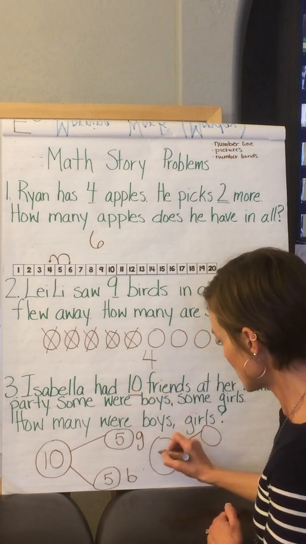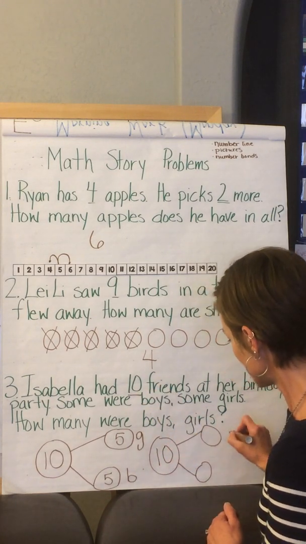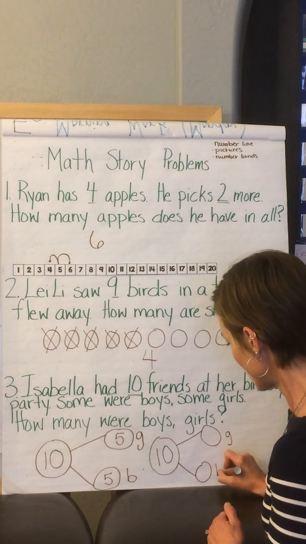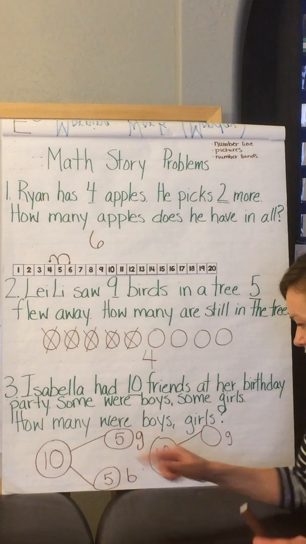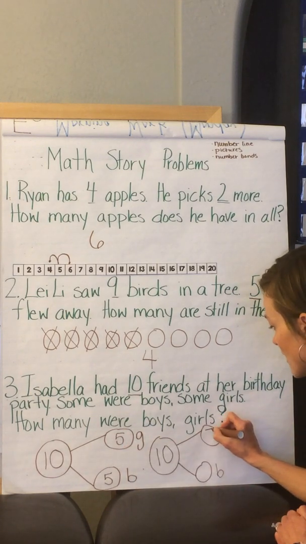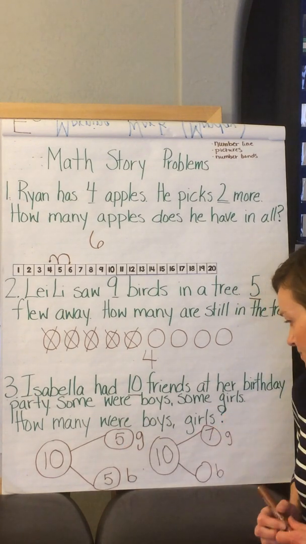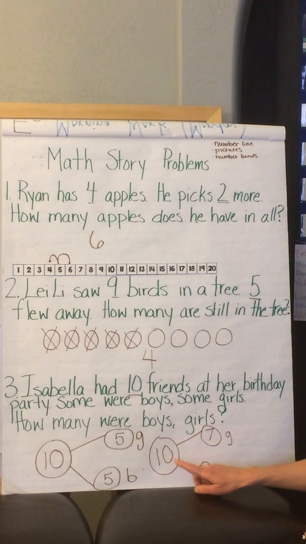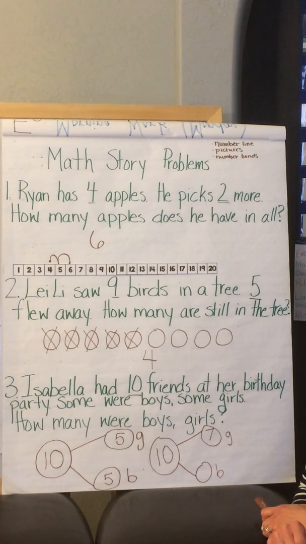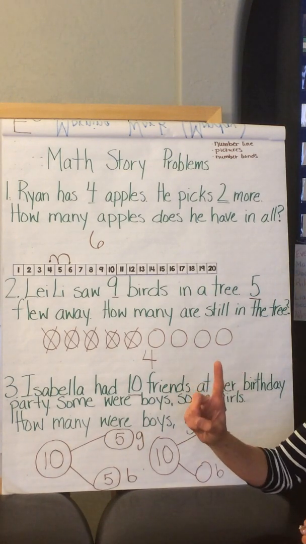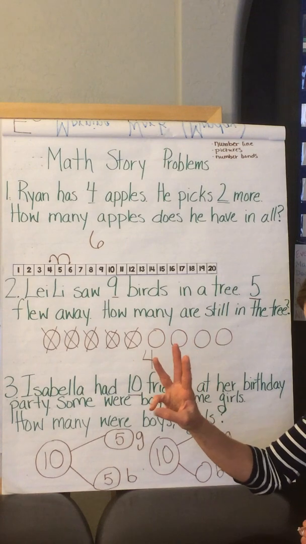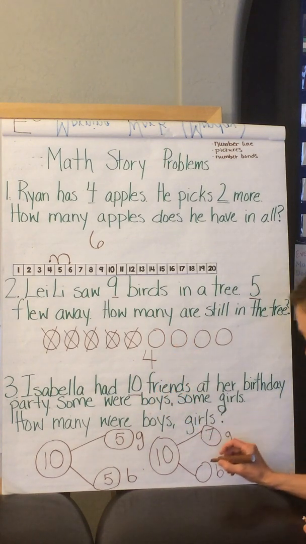So we know that there are 10 friends. That hasn't changed. Girls, boys. But now let's say we don't have 5 girls at the party. We have 7 girls at the party. So we have 10 friends all together. 7 of them are girls. How many are boys? How could we figure that out? If we're not sure, we could count on. We could say 7, 8, 9, 10. So 3 would be boys.